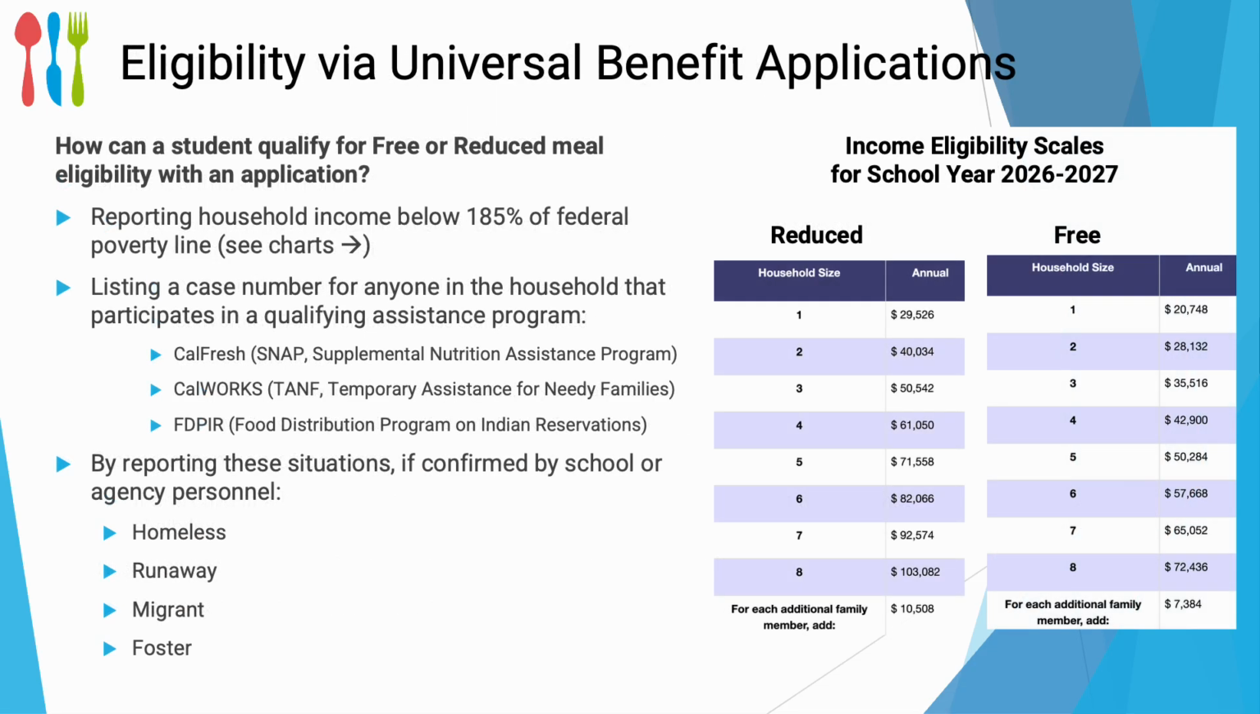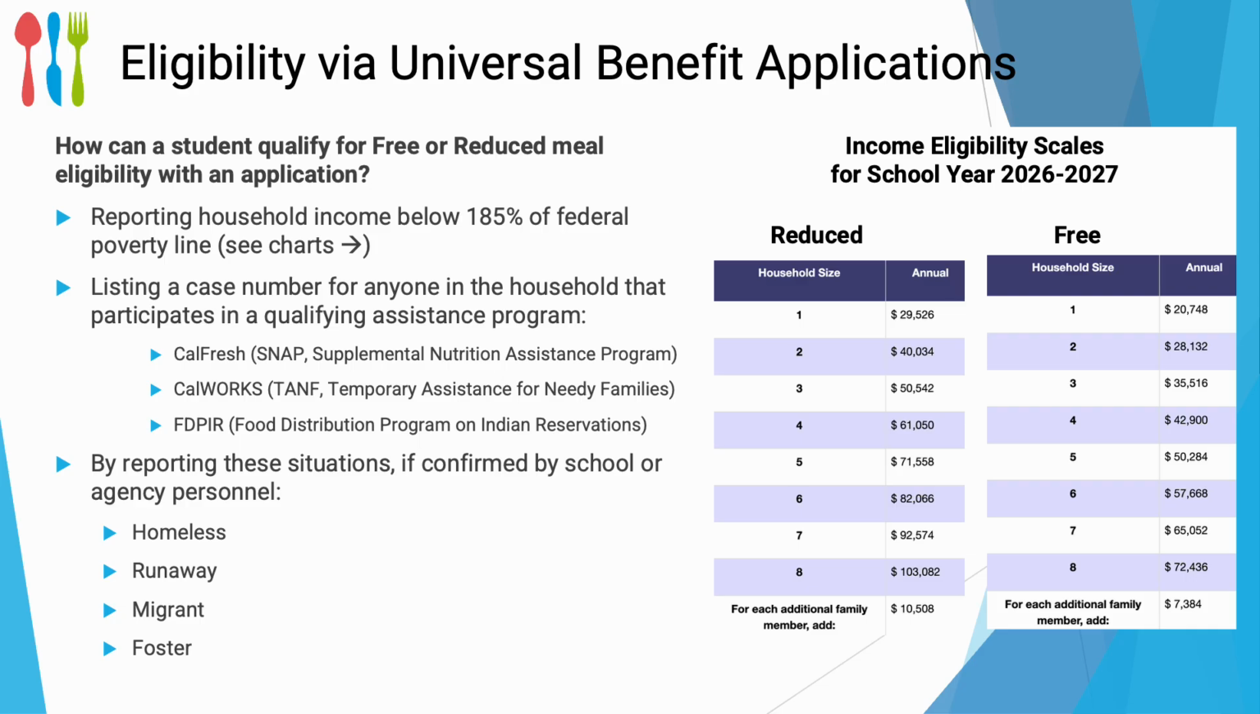Now, how does a family or a student become eligible via a universal meal application? On a universal meal application, they can report their household income. And if that income is below 185% of the federal poverty line for the current school year, which you can see in the charts here on the right, then the children in that family would qualify as free or reduced. Again, it's based on the total annual income and the number of people who live in that household.